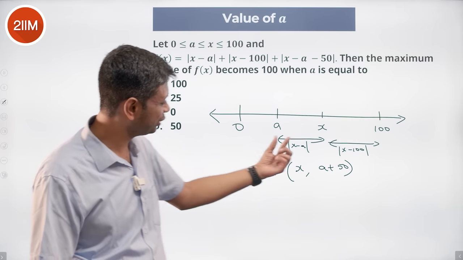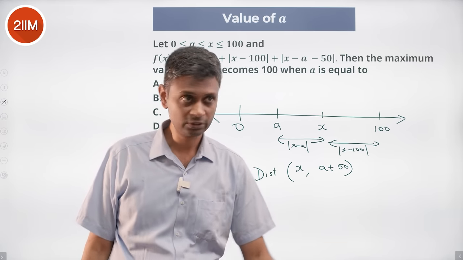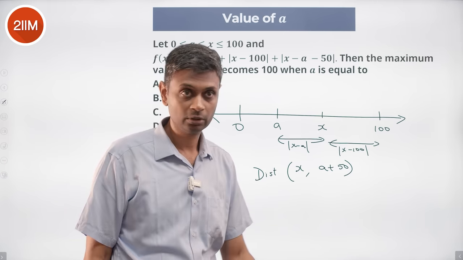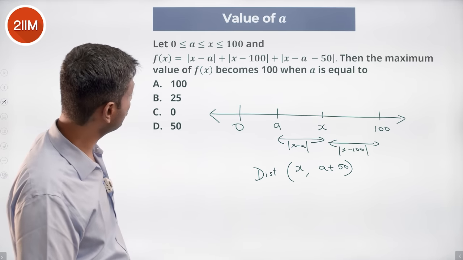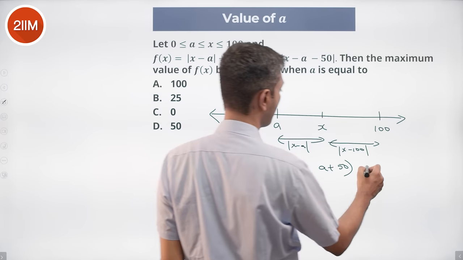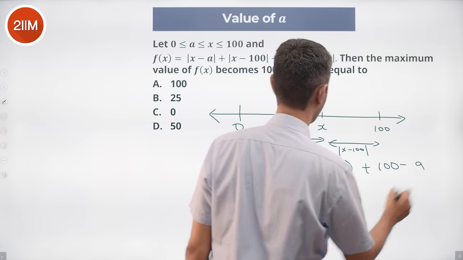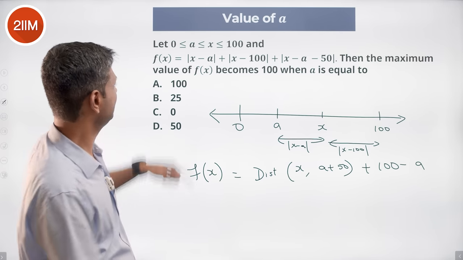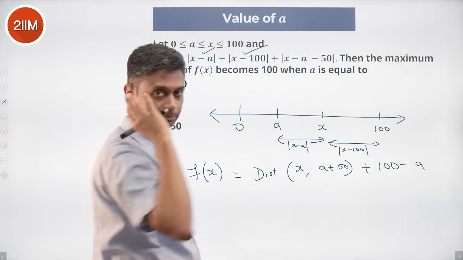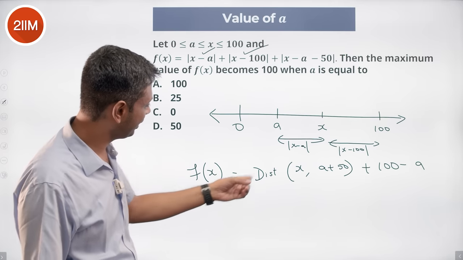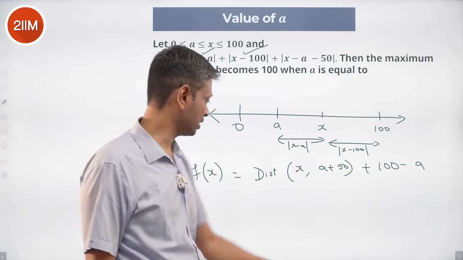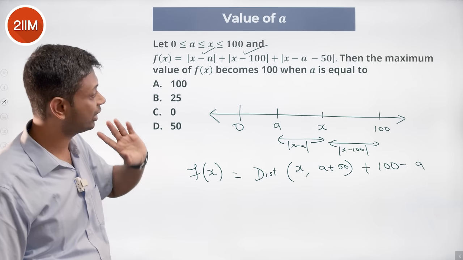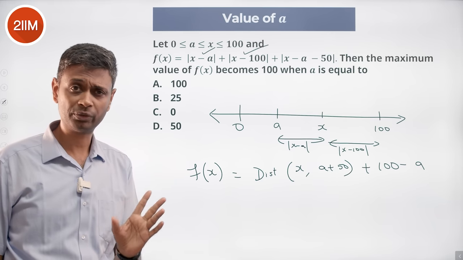Nice. This is built in, always equal to 100 minus a. Maximum distance between x and a plus 50, that will be the maximum. Distance between x and a plus 50 plus 100 minus a is equal to f of x. 100 minus a is this, and this adds up to 100 minus a. Right? And distance between x comma a plus 50 plus 100 minus a is f of x. The maximum possible value of f of x becomes 100.